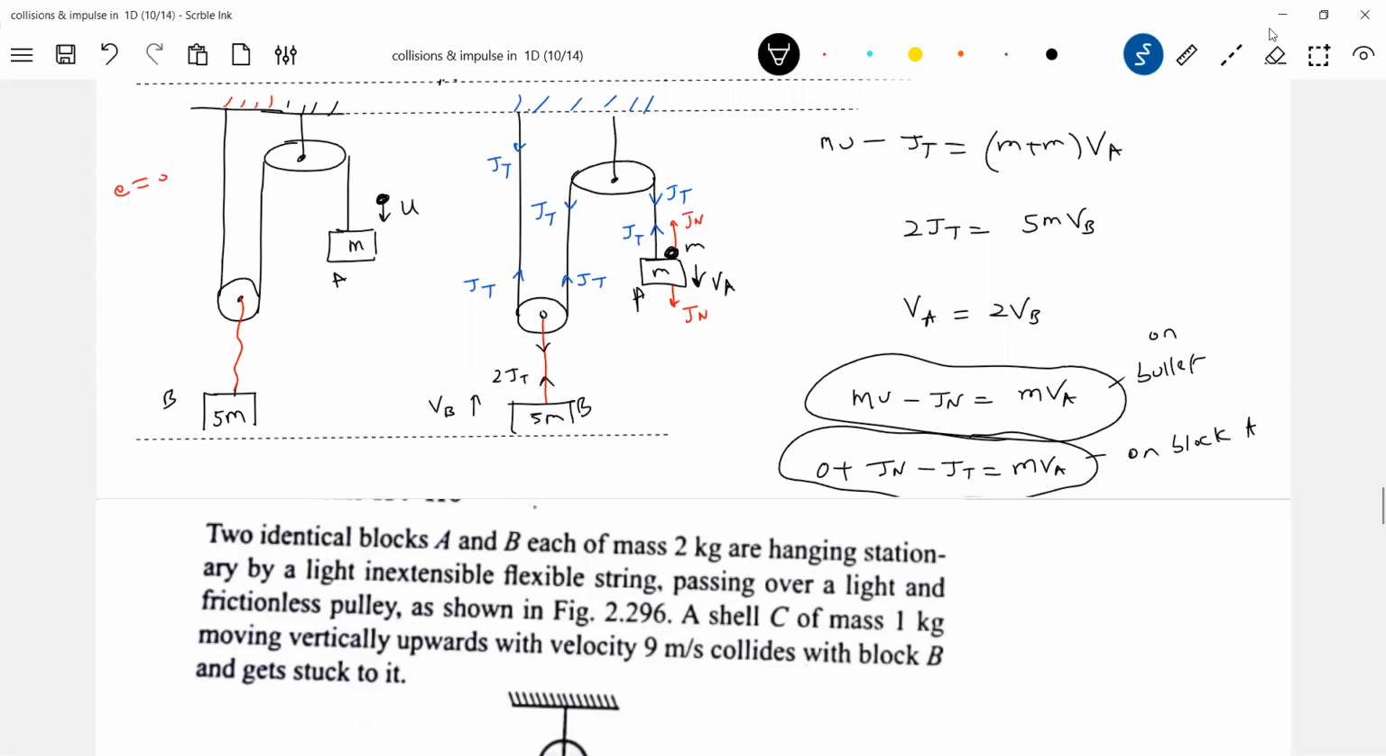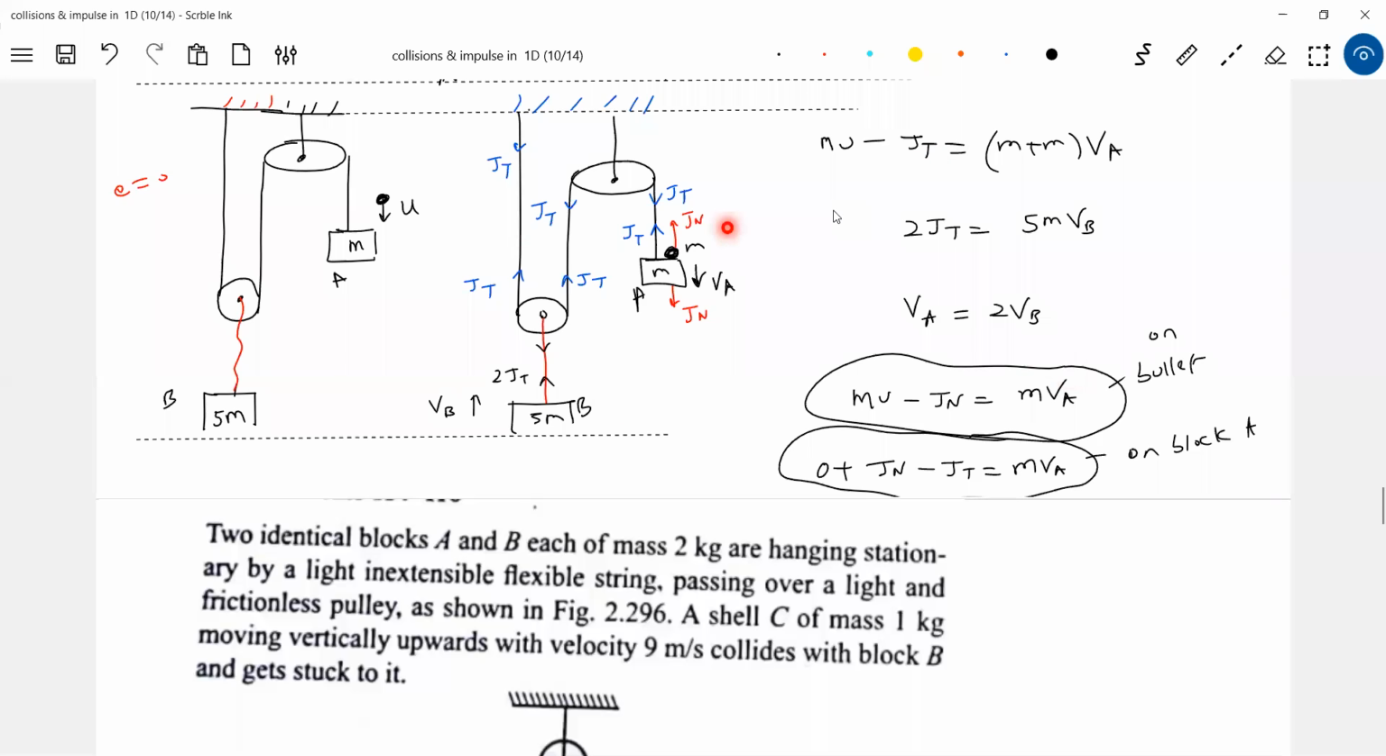Where will the impulse be generated? It will be generated here and also here. It will be generated in both the strings. This is for the bullet and the block A. This is for only block B. This is individual, it's left to you. See, either you think in this way or this way.